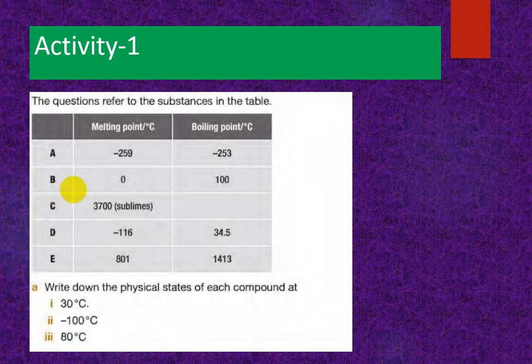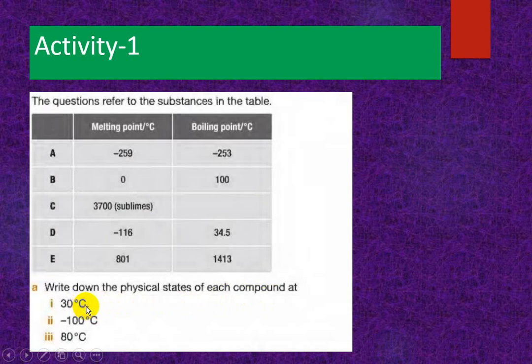At 3700°C it becomes gas, and before this temperature it is solid. D substance's melting point is -116°C and boiling point is 34.5°C. E substance's melting point is 801°C and boiling point is 1413°C.